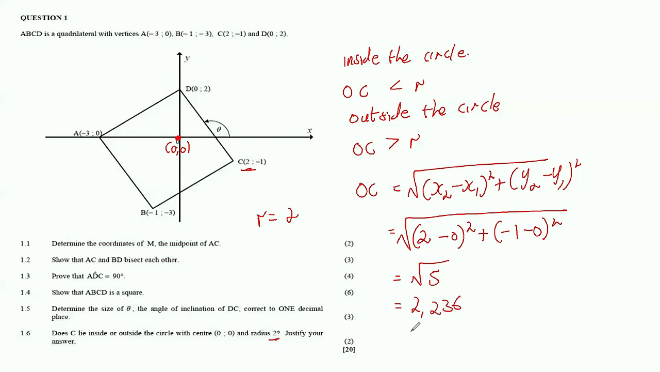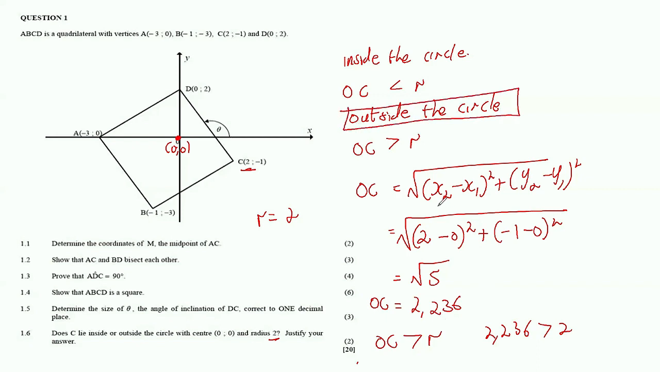Now, 2.236 compared to the length of the radius, which is 2, is the distance greater or smaller than the radius? Obviously our distance OC is greater than the radius. 2.236 is greater than 2. So what is this proving to us? Is it outside or inside? Definitely it is outside, because it meets the criteria where we said if it is outside the circle, then the distance OC has to be greater than the length of the radius.